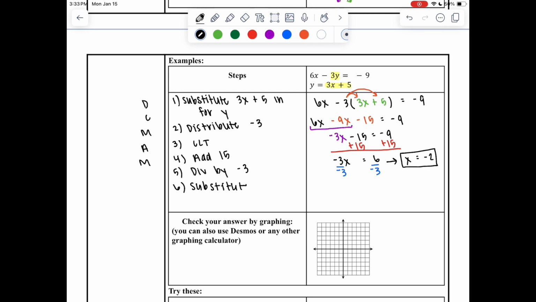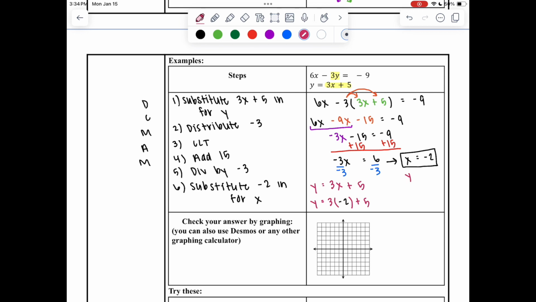This time, I'm going to substitute the negative 2 in for x in either one of these equations, but the second equation is going to be a little bit easier. Since I'm solving for y, and the second equation already has that y is equal to 3x plus 5, I'm going to use that one. Because on the right-hand side, all I have to do is tell myself that wherever I see an x, I need to replace it with a negative 2. So 3 times x is now 3 times negative 2, and then the plus 5 just gets carried along.